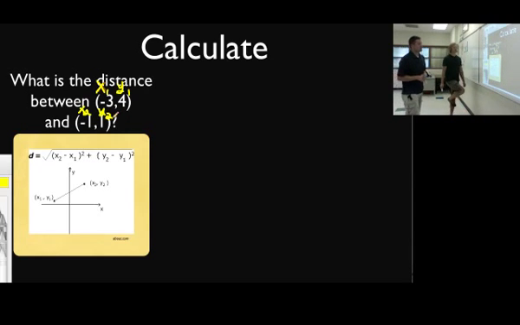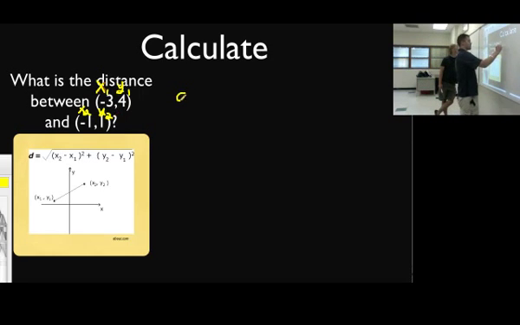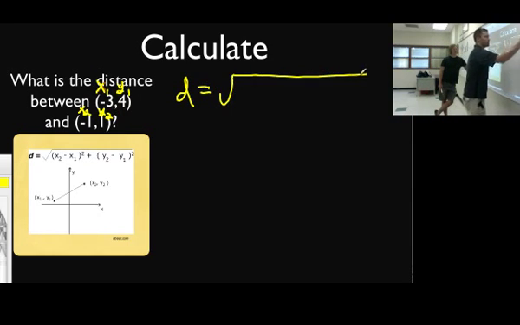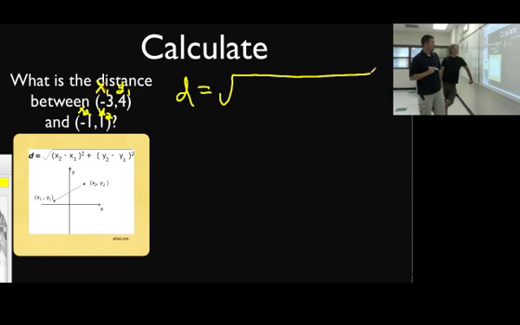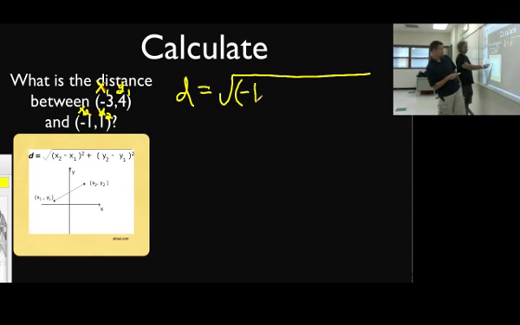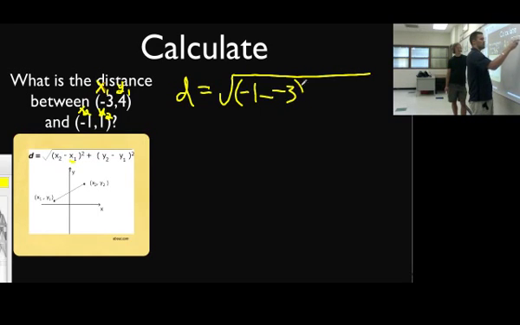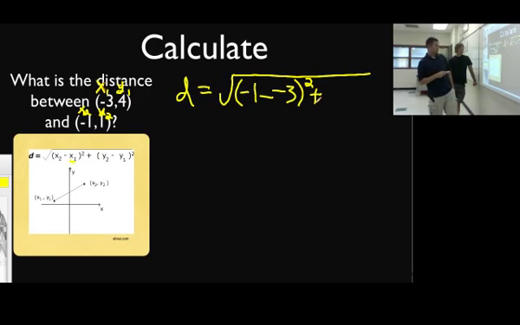Once you've labeled, you're just kind of plugging and chugging here. So d is the square root. Don't forget your square root. x2 we said was negative 1, minus x1, which we said is negative 3, squared, plus y2 minus y1, that's 1 minus 4, squared.